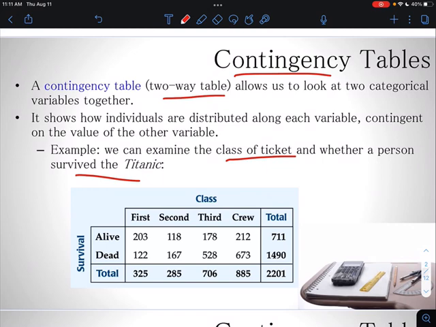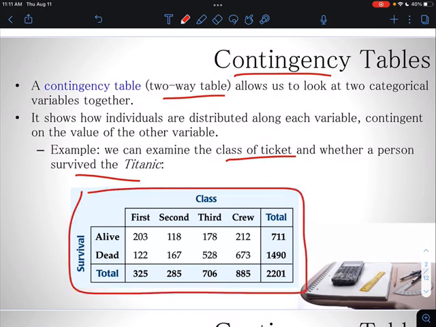And so basically what we do then is we create a two-way table which looks something like this. Variable 1, and we see the distribution of the categories: first, second, third, and crew. Variable 2 is survival. We have the separation of the categories, survived versus didn't survive. And then we have a complete breakdown in the middle there. We're going to talk about each of these pieces as we go through the notes today.